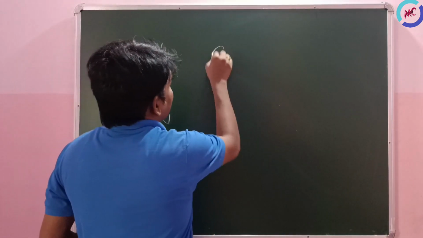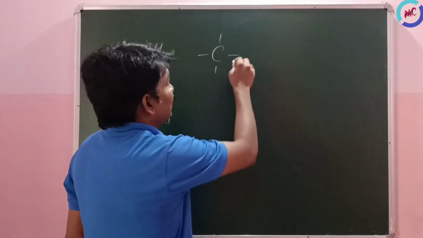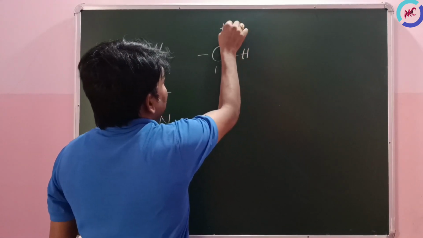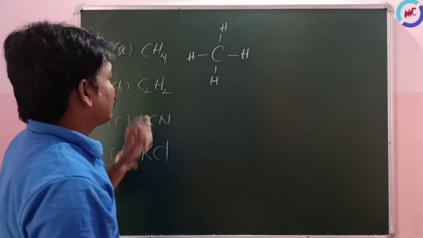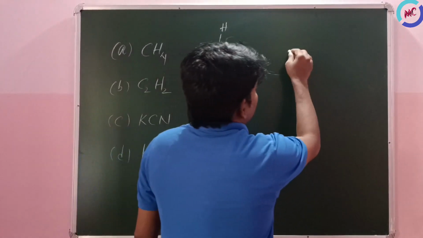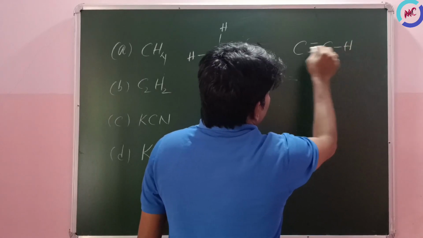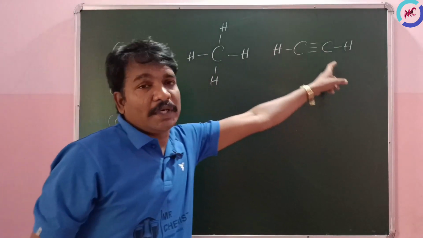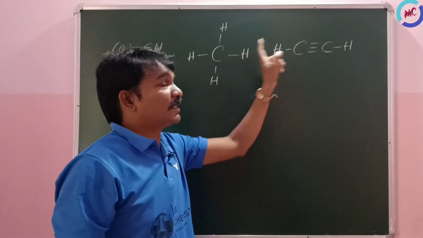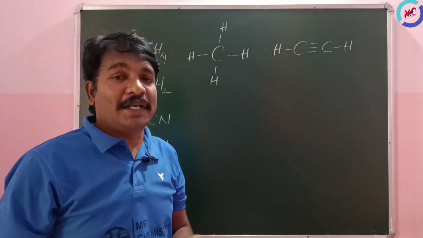And see here, in case of CH4, what is CH4? CH4 is nothing but methane molecule. It has 4 covalent bonds. And next one, it is acetylene molecule. Here carbon-carbon triple bond is present and it has single covalent bond with hydrogens. All are covalent bonds. Here all are covalent bonds and here also all are covalent bonds. But our question is which one has covalent and ionic bond?